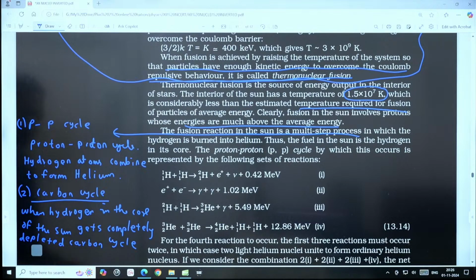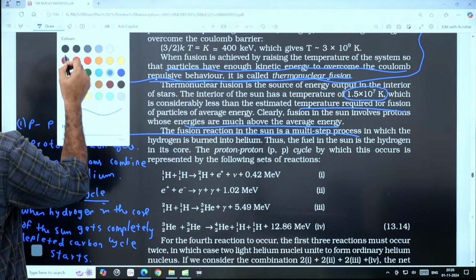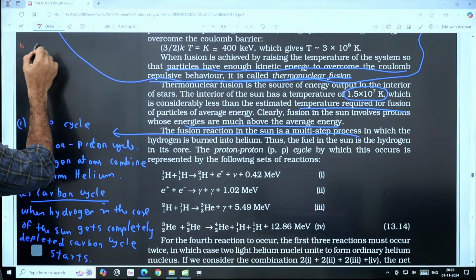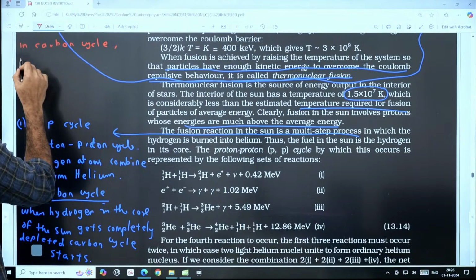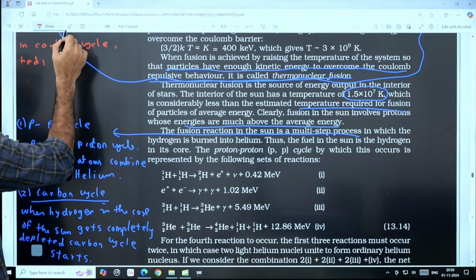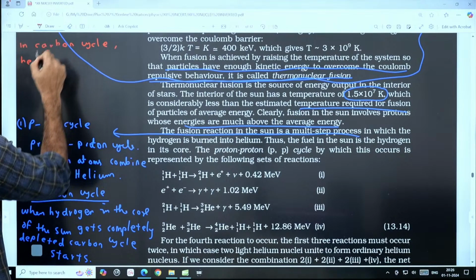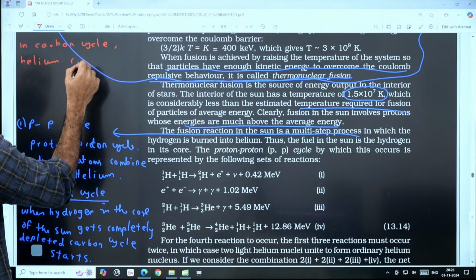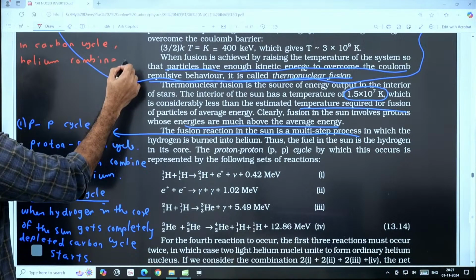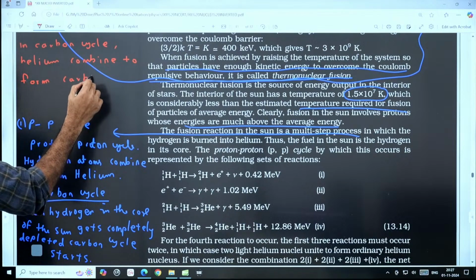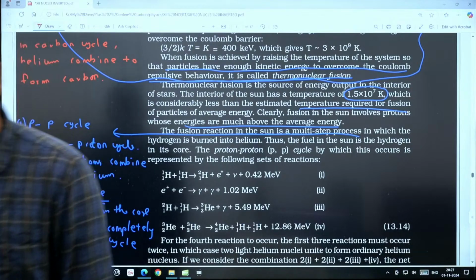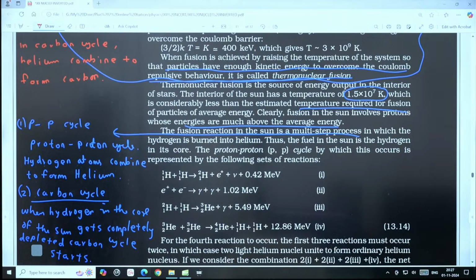Depleted means it ends; when it is finished, the carbon cycle starts. What happens in the carbon cycle? I am writing with a red pen. In the carbon cycle, helium combines to form carbon. That is the specialty of the carbon cycle.